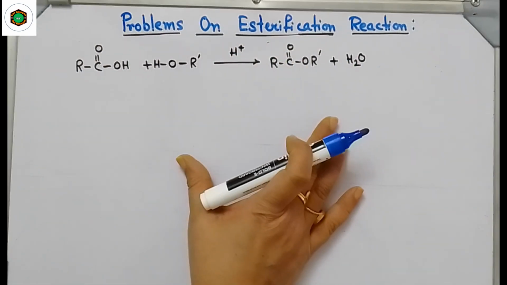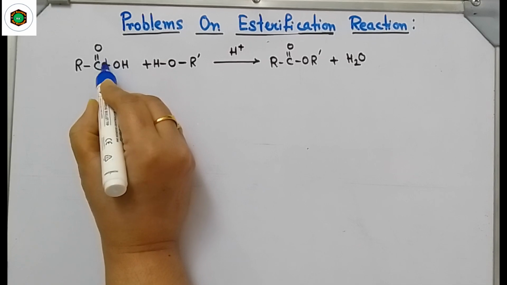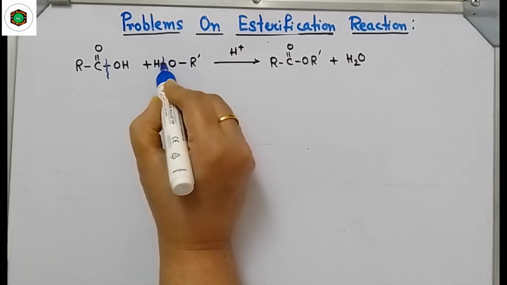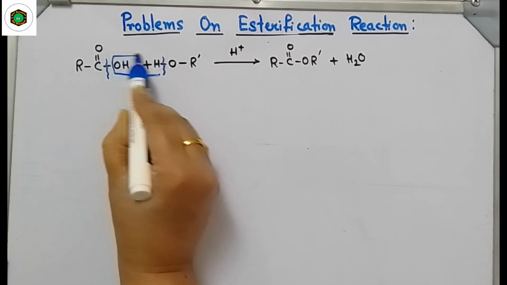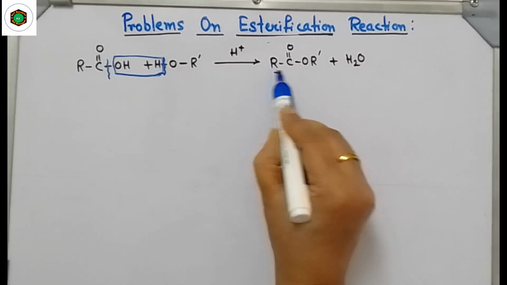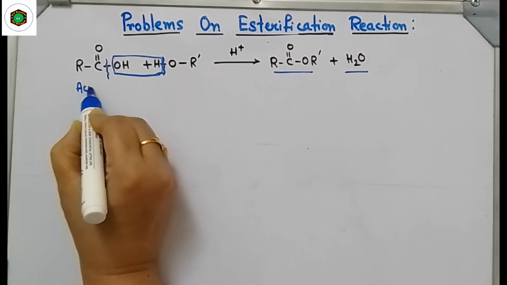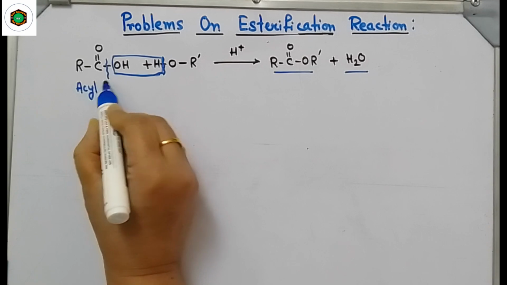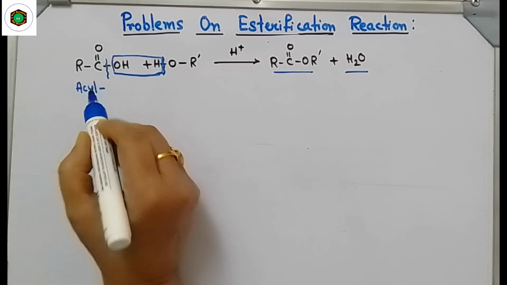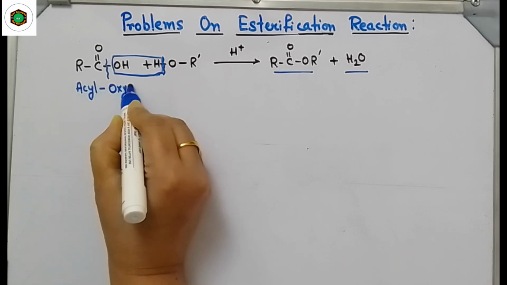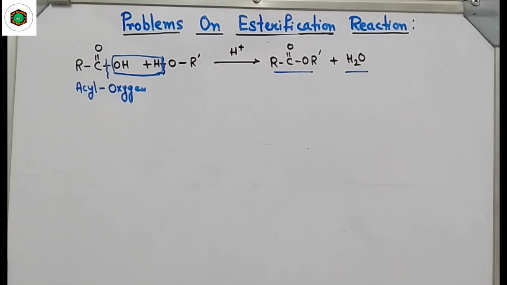So in short, what we have seen in ester formation reaction, this bond is breaking and this bond is breaking. So removal of water is taking place and we are getting ester and water. So this RCO group is called acyl group. So which bond is breaking in the carboxylic acid? This is acyl group, RCO and oxygen. So acyl oxygen bond is breaking here and here this OH bond is breaking.